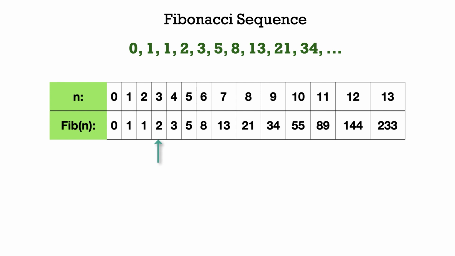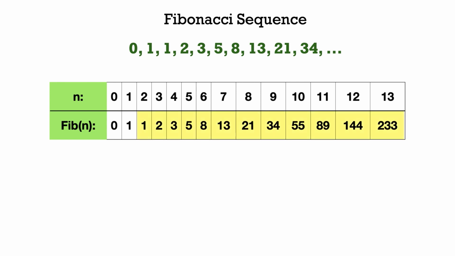The next number 2 is found by adding the two numbers before it. That is 1 plus 1 equals 2. The next number 3 is found by adding the two numbers before it. That is 1 plus 2 equals 3. And the next number 5 is found by adding the two numbers before it. That is 2 plus 3 equals 5. And this continues. This puzzle follows the Fibonacci sequence starting with 1.